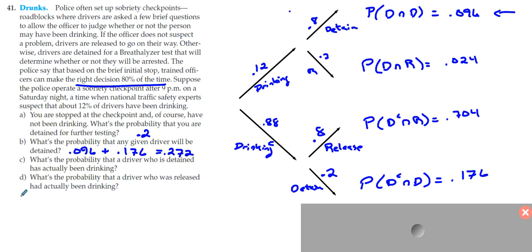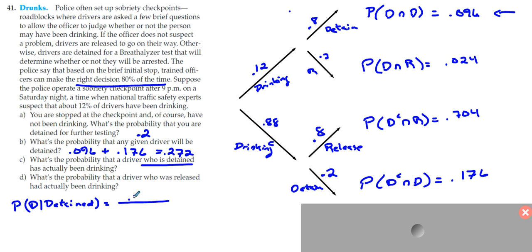So part C. What's the probability that a driver who is detained, that's a condition, we know they're being detained, right, has actually been drinking? So drinking given detained. I'll write detained out here. Right? So it's a conditional probability. The numerator is the probability that they were drinking and detained. So that's going to be our 0.096.